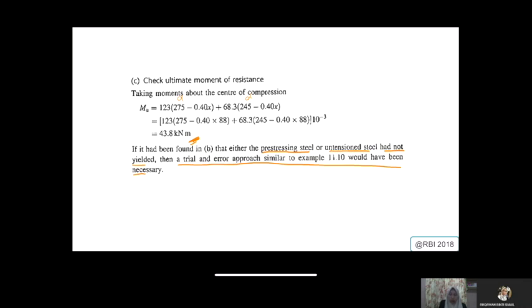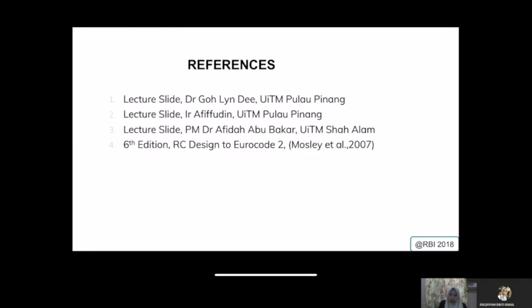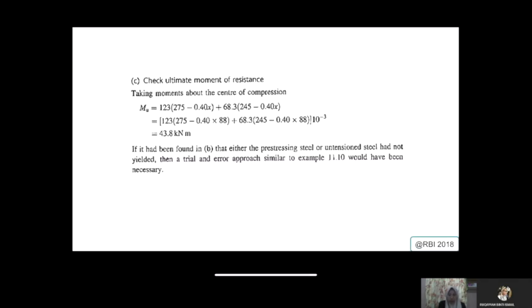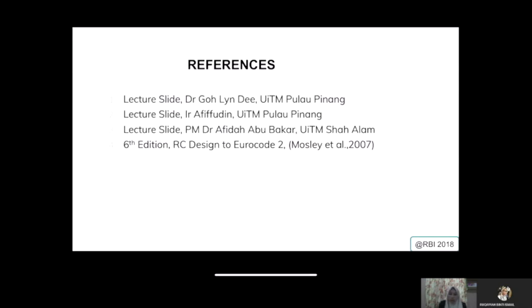Okay, because at this point we consider it yielded, so you can proceed with the x, which is 88. All right. I think that's all. I hope I made it clear. The example given is a very long slide because there is a lot of interaction here and there.